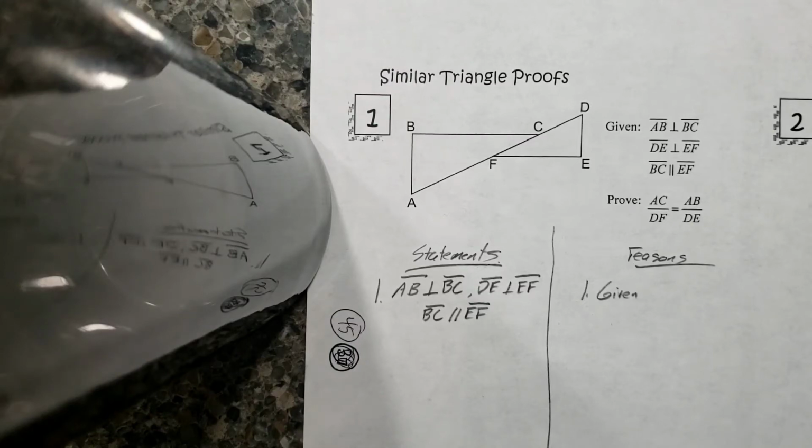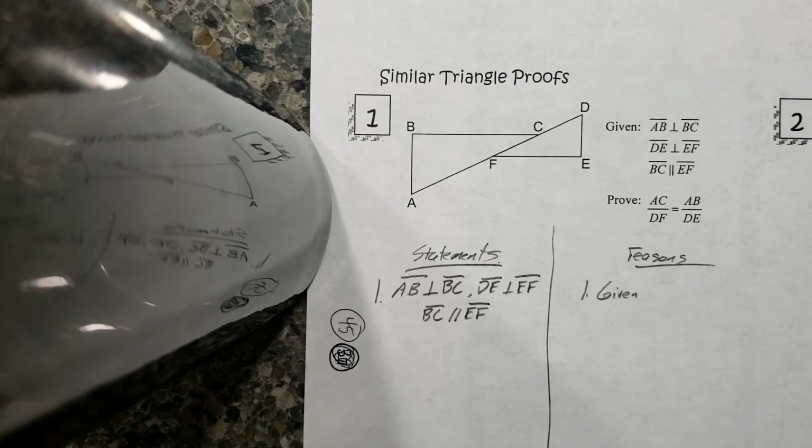It's Mr. Massaroni again. We're getting near the end here, doing some similarity proofs on triangles. I've got page 45 in the packet, and we're going to do these two proofs, and then I'm going to do page 46 right after this, so you'll have two separate videos.